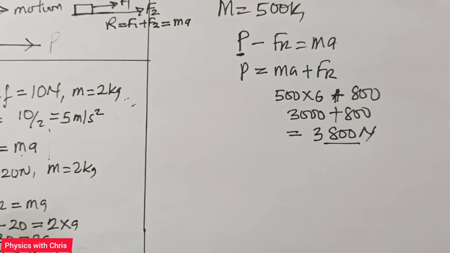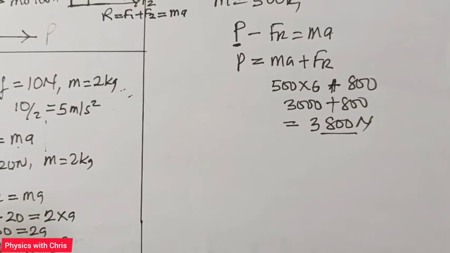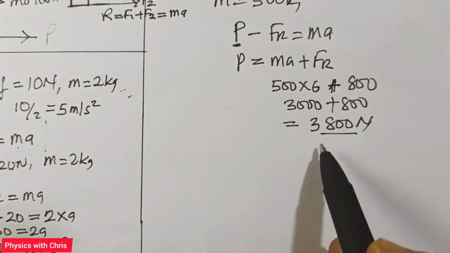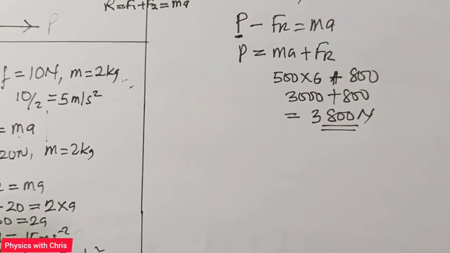So you can see that in this kind of situation, the mass of the car is given, the engine produces an acceleration of 6, and the frictional force of 800 Newton is also given. Calculate the force produced by the engine of the car as the driving force. That gives a total of 3,800 Newton.